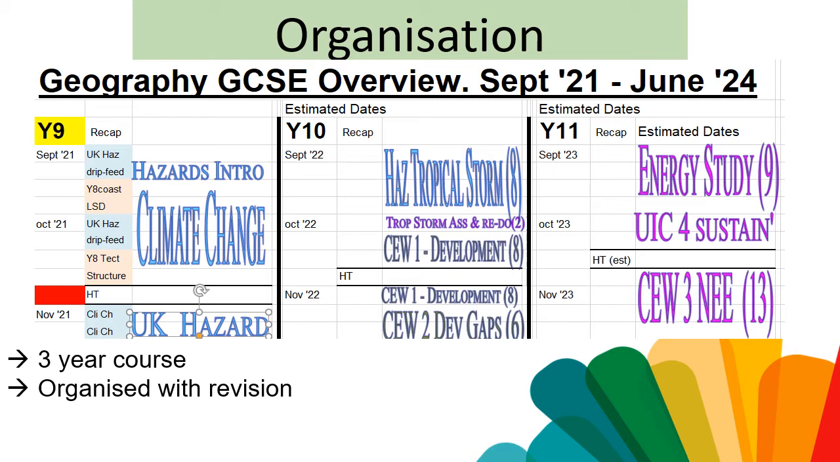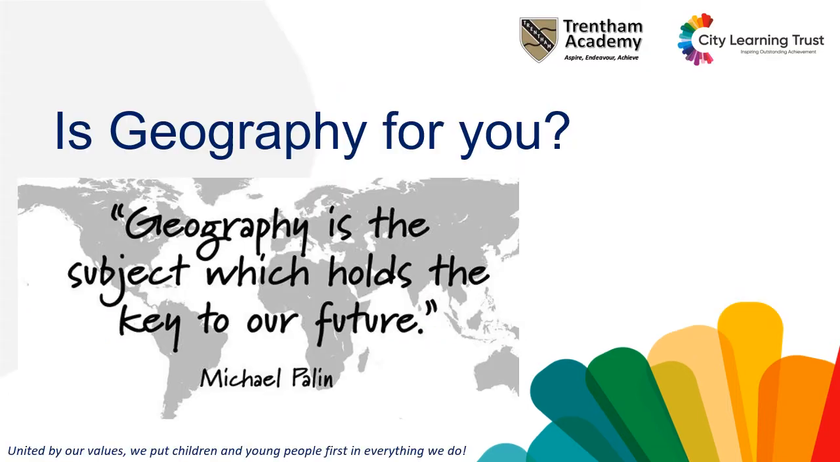We know what's going to come up. However, this is really adaptable as well. We can easily swap topics around. So for example, if there's a large tropical storm that happens that's suitable to study, then we'll study that at the same time because we want it engaging, up to date and relevant for the students.